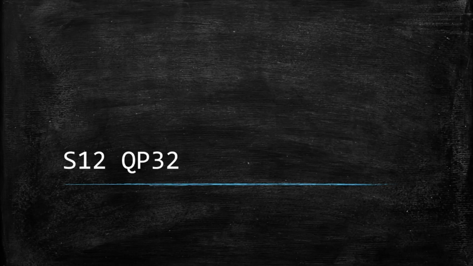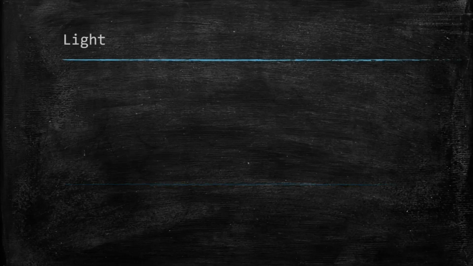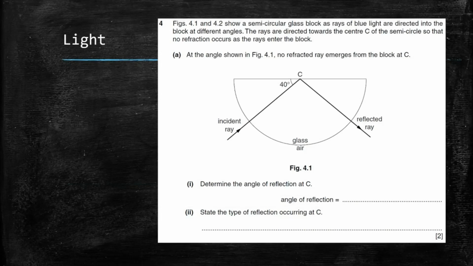Today we will discuss question paper 32 from the summer 2012 exam. Let's begin. The first question is about light. This is question number 4 from the paper.